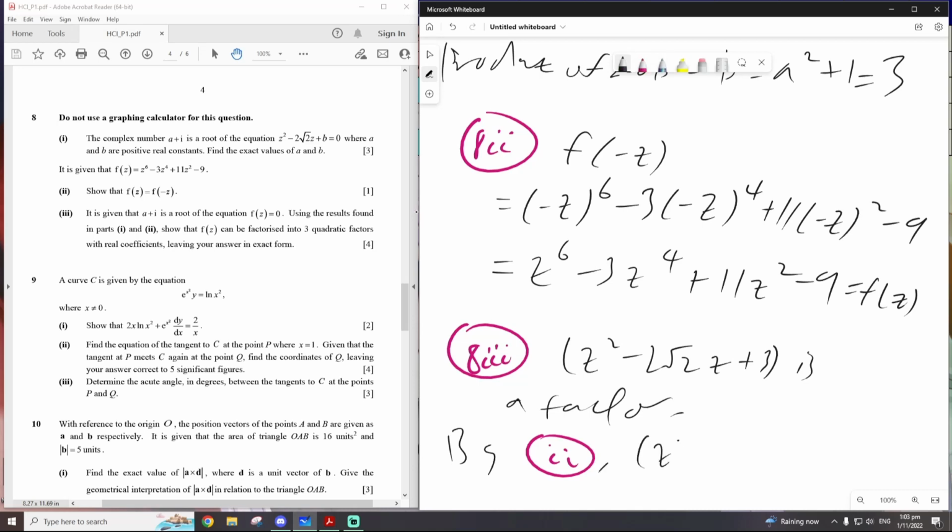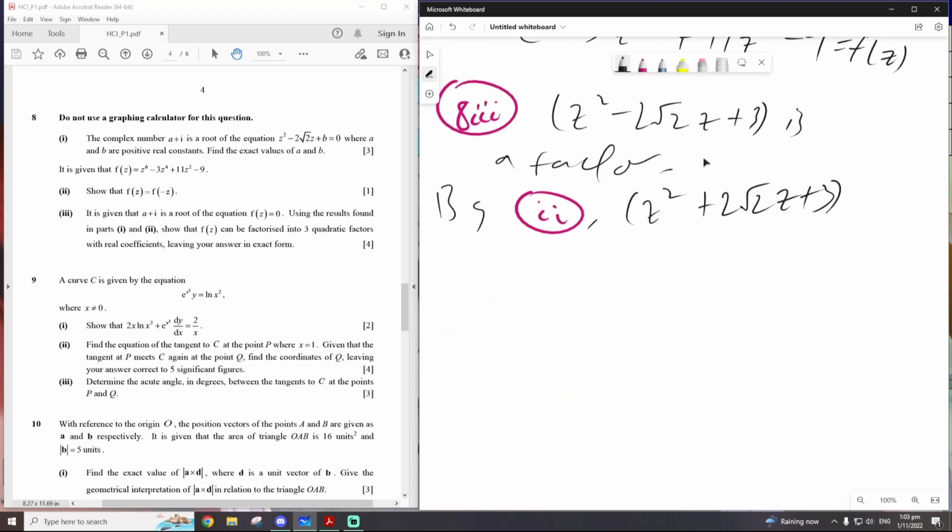We also have z squared. We replace z by minus z, plus 2 root 2z plus 3 is also a factor. Okay, so that will also be a factor.